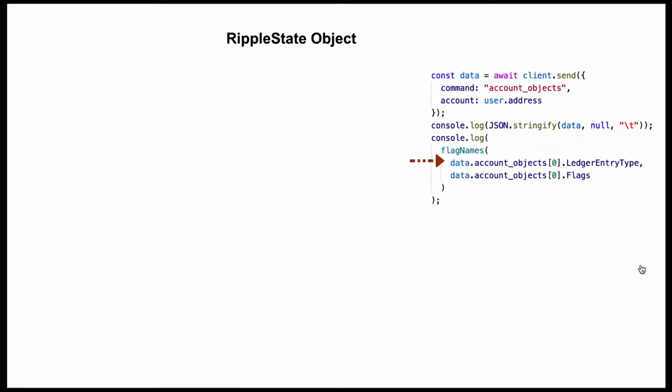Now let us look at a command called account objects, which outputs ripple state object, which has information about trust line. Ripple state represents trust line along with all the configurations from both user and issuer end. You can just run this command and feed the output to this flag names function. You already know where it comes from.